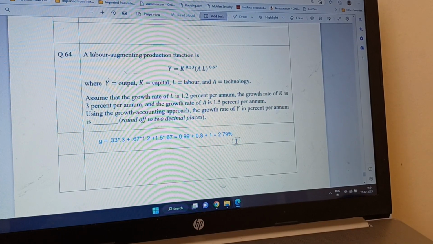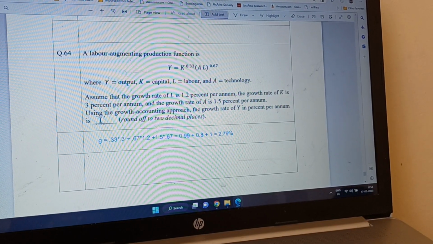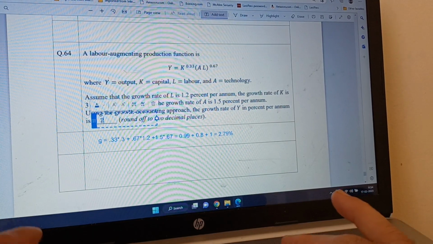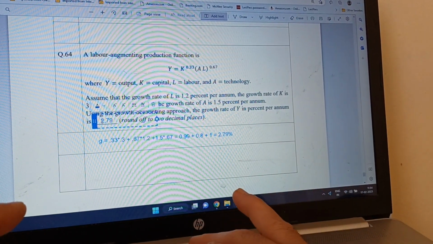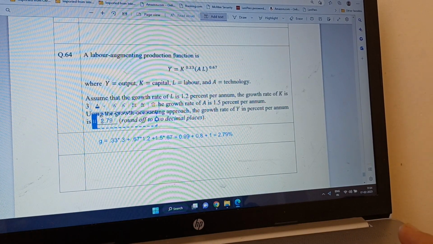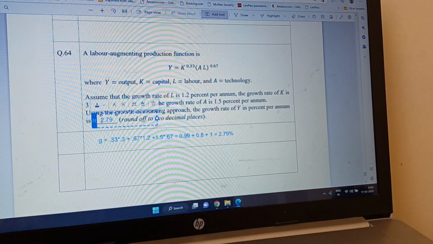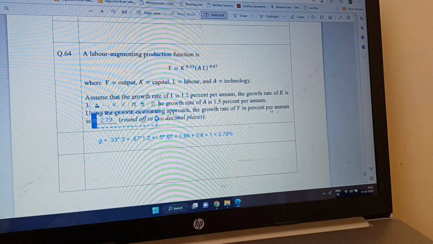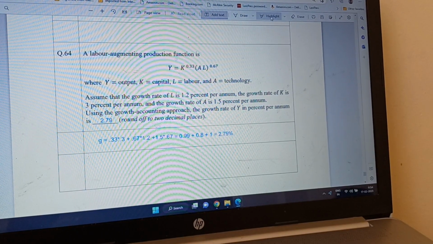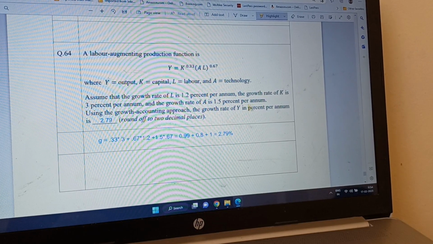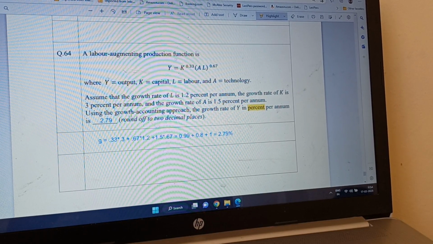So rounded off to 2 decimal places means, I don't know, I will write the exact answer. So 2.79 percent. What does this percent mean? Okay, so rate of Y in percent per annum. So it is already 2.79, because it is already written here as percent. So I don't need to write percent there. I just need to write 2.79.